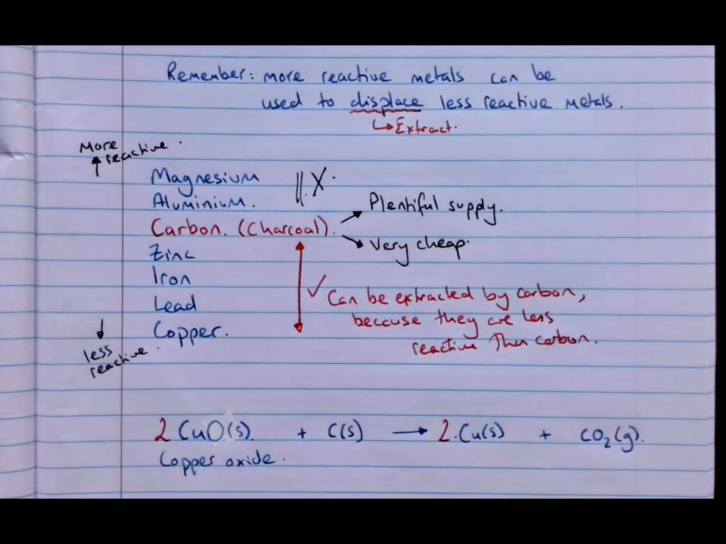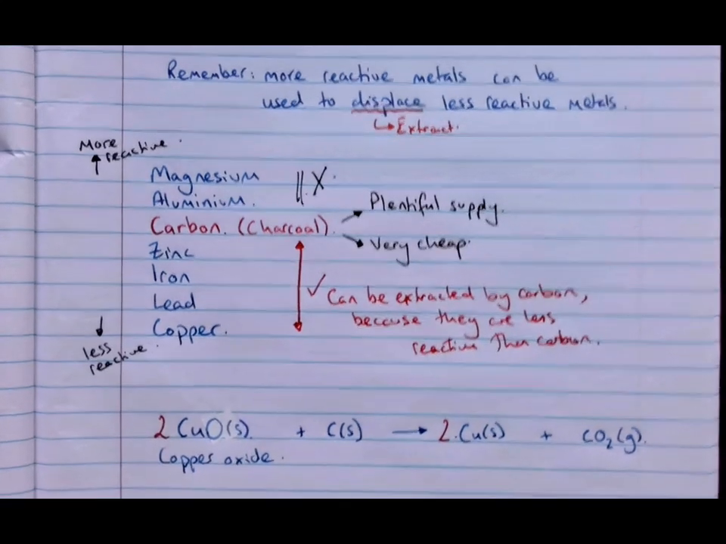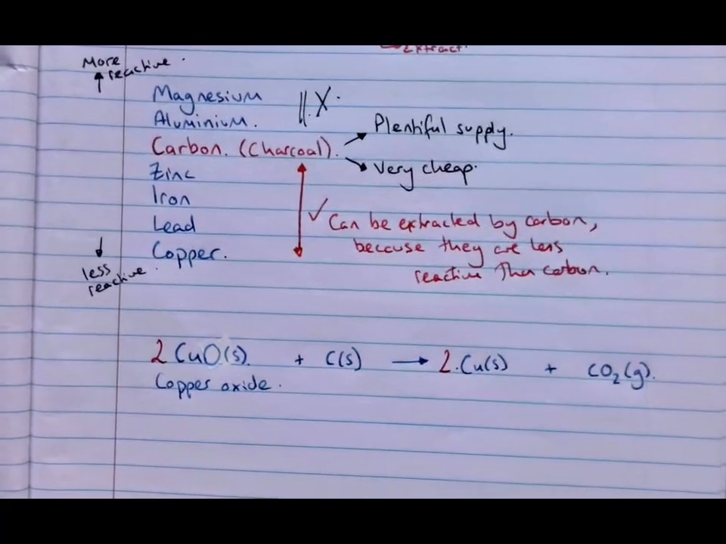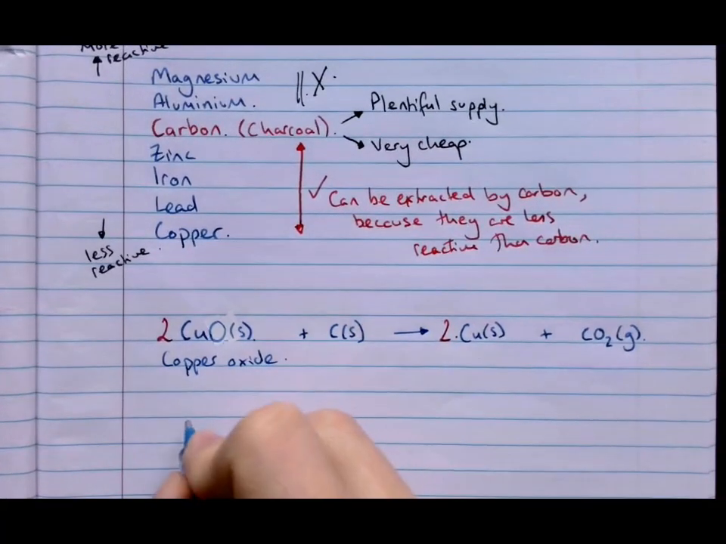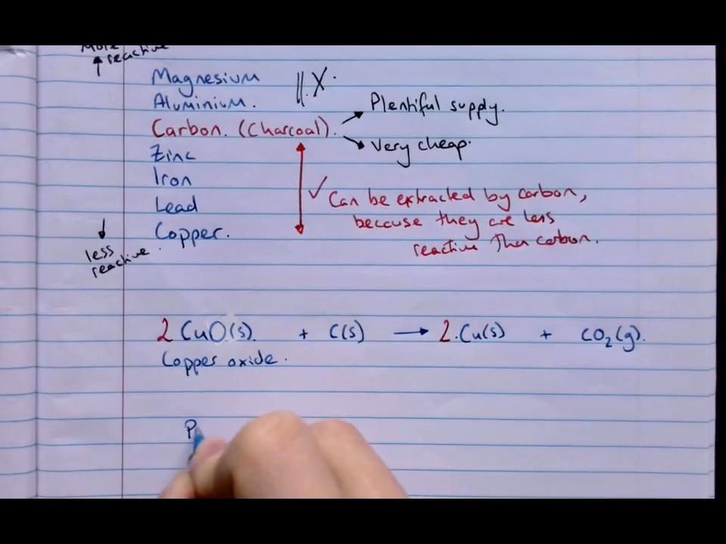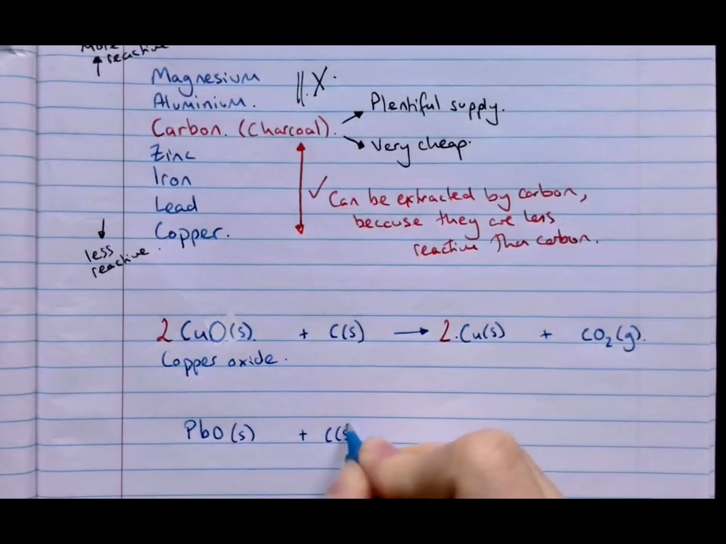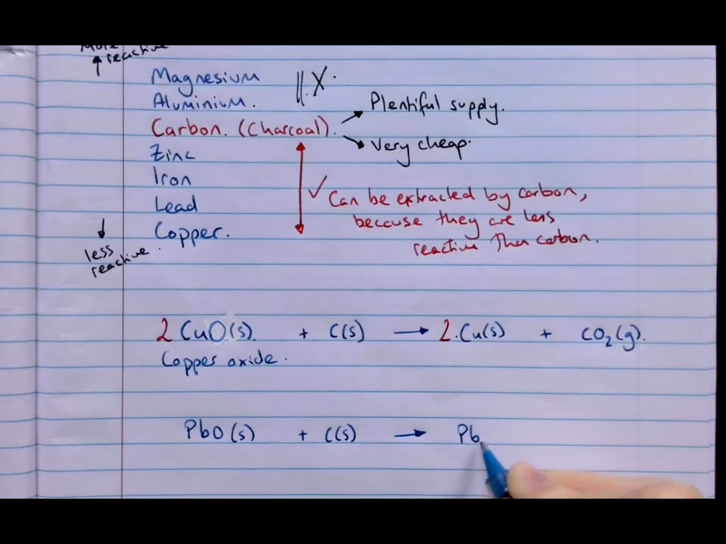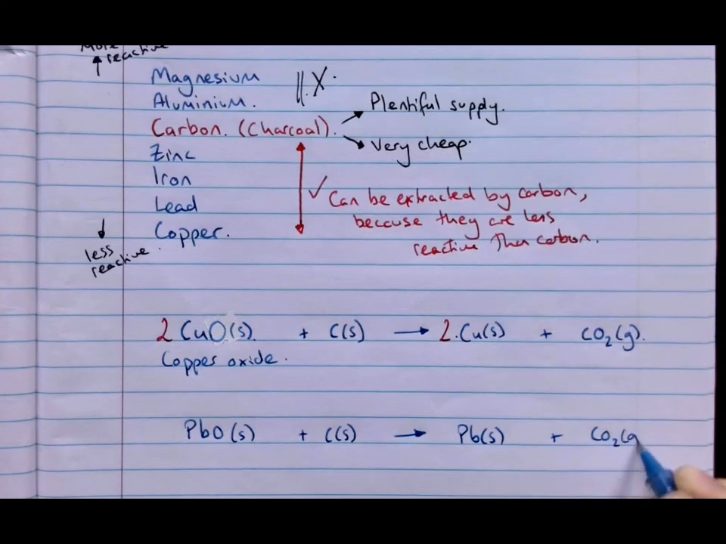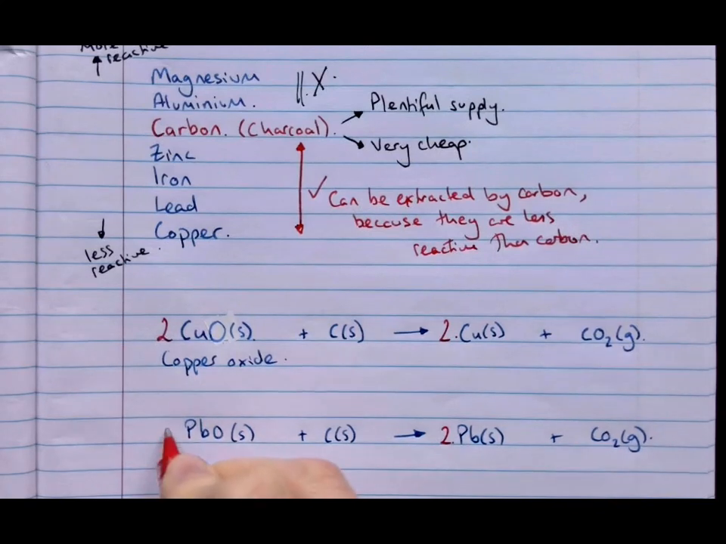Okay, and this is the same for lead. So if I have lead oxide, I can extract that using carbon, and that will give me my lead plus my carbon dioxide, and that's going to have the same balancing as the one above it.